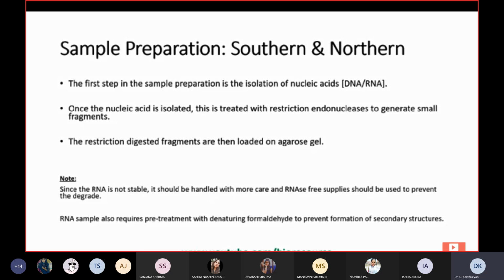Since the RNA is not stable, it should be handled with more care than the DNA. And RNase-free supplies like pipette tips and other reagents should be used to prevent the degradation of RNA. RNA sample also requires pre-treatment with denaturing formaldehyde to prevent the formation of secondary structures.